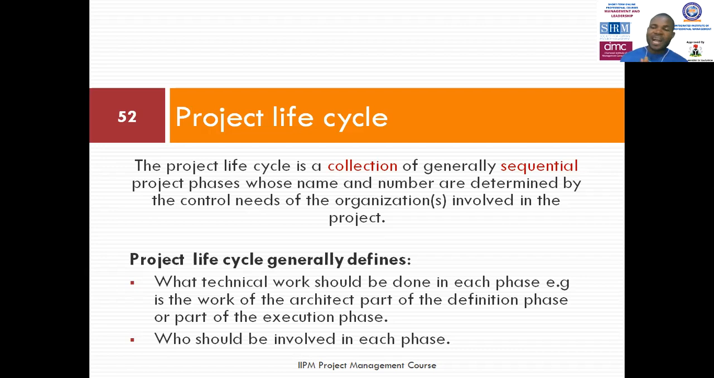All right. So when we have a phase, which is a collection of project activities, then we'll have a lifecycle, which is a collection of project phases. And all of the project phases collected will be based on the control needs of the organization. That's to say, on the order of precedence. The control needs here talk about the ones that will have the most positive impact in the organization, and the ones that will also drive the other phases.